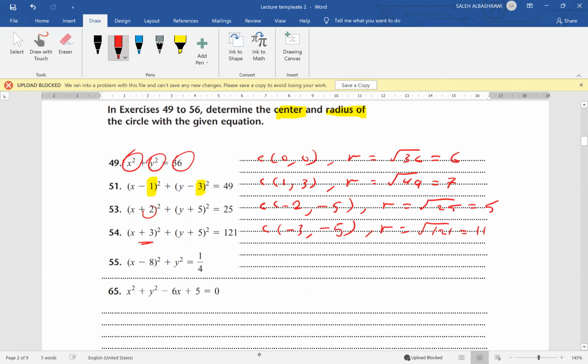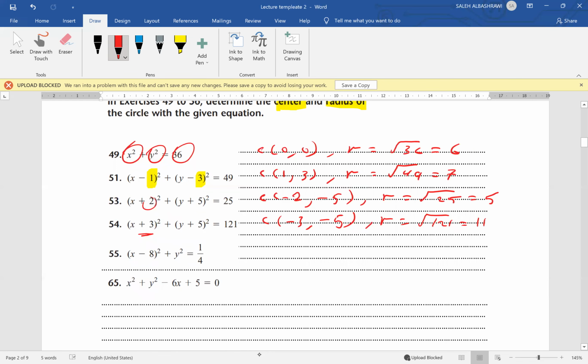For the 55, center is given by 8, and nothing with y means 0. So it is 8 and 0. And r, the radius equal to square root of 1 over 4, which is equal to 1 over 2. Please find the center and radius if the equation is given in the standard form.